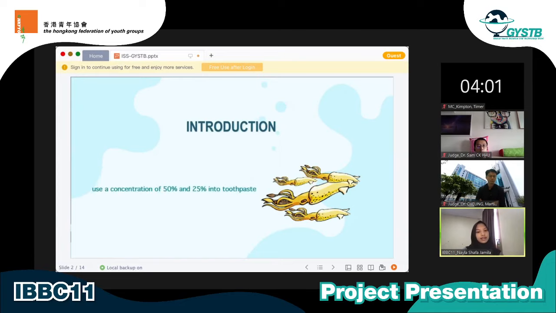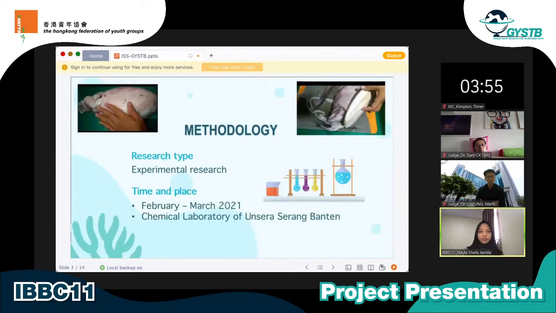The experimental design carried out was the use of cuttlefish bone waste with a concentration of 50% and 25% in toothpaste. This is experimental research, and we did it from February until March 2021 at the Chemical Laboratory of Unsera, Serang, Banten.